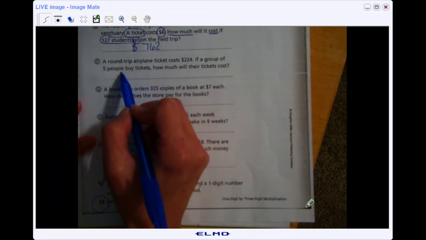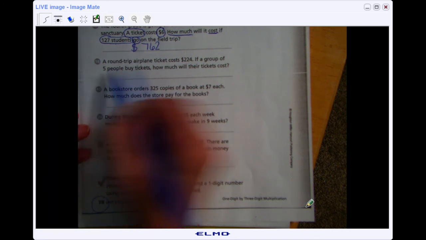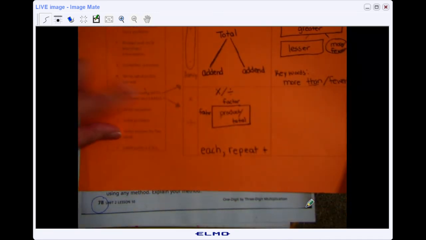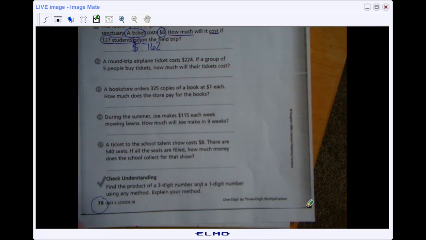So I'm going to have $224 for the first person, $224 for the second person, $224 for the third person. I hear repeated addition here, and they want to know how much the cost of the tickets will be. Step 2 says to reread and circle the important information. Notice how I'm looking at this. When you're solving the rest of these on your own in a few minutes, you're going to need to do that also. And so now I'm going to circle that important information.